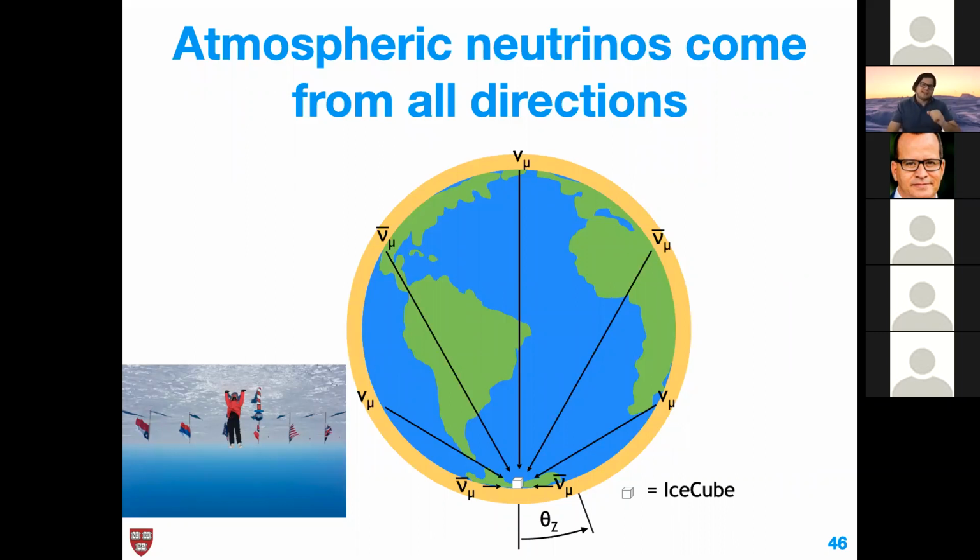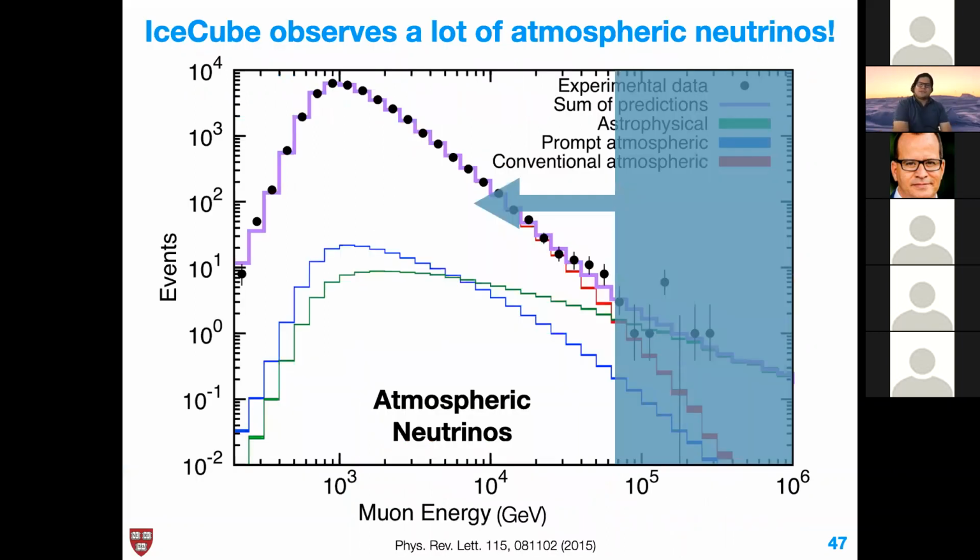The zenith angle is the direction with respect to the south pole. So a zenith angle of 0 just means I look through the south pole, and a zenith angle of pi goes through the whole planet. IceCube is going to see a lot of atmospheric neutrinos, around 30,000 of those per year. And they are going to dominate all of the energy range below 100 TeV.